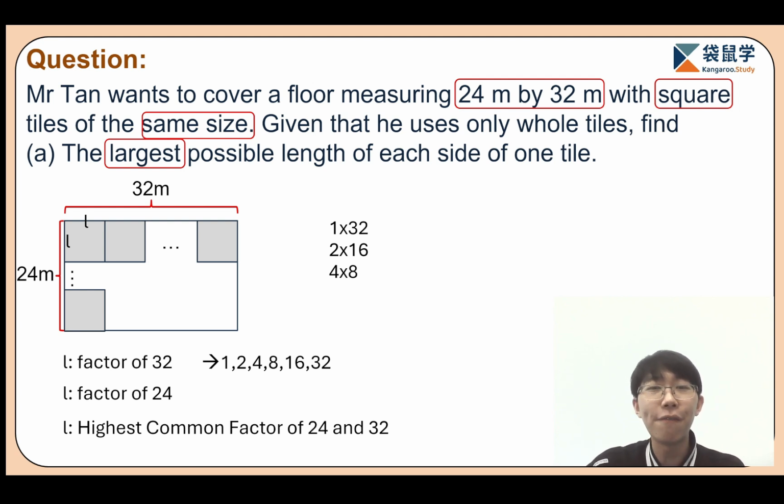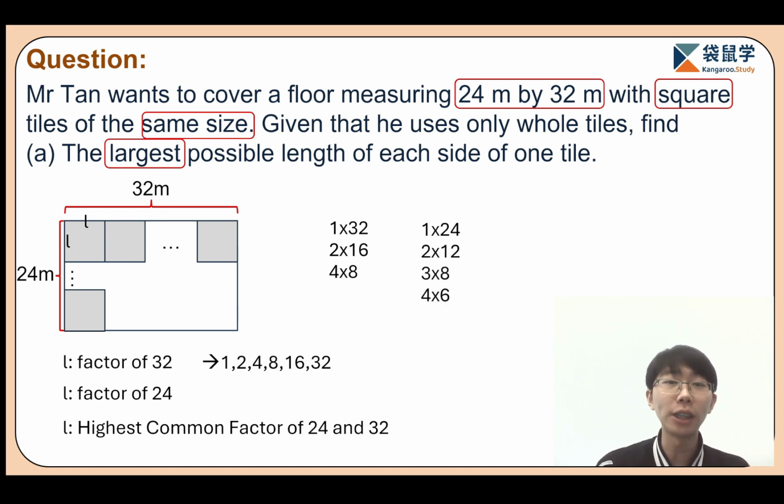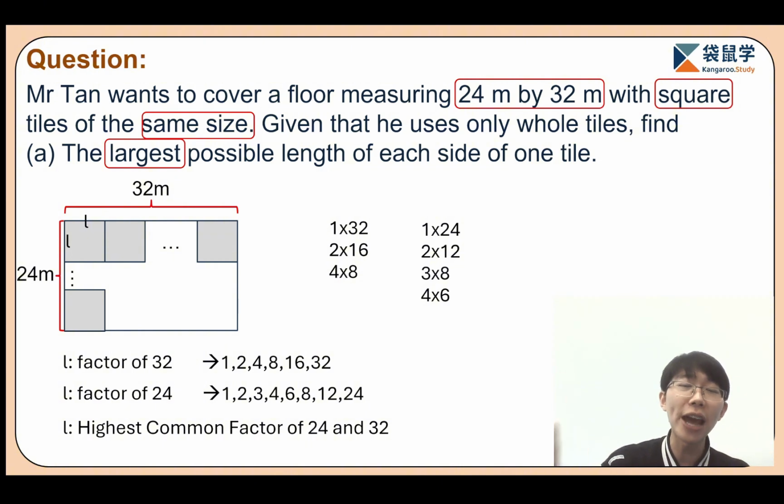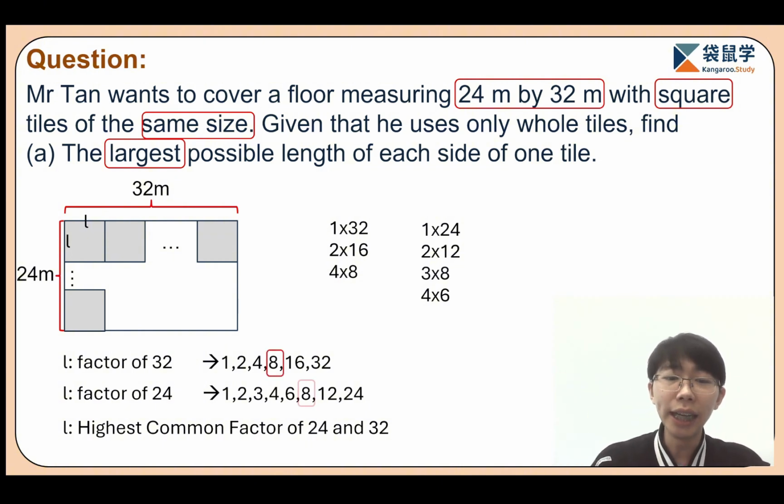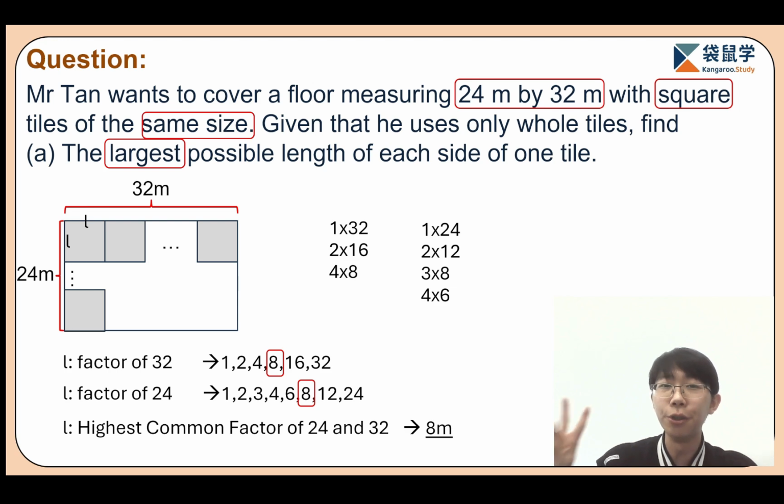Similarly, to find out the factors of 24: 1 times 24, 2 times 12, 3 times 8, 4 times 6. These are all the factors of 24. Among them, 8 is the largest common factor. So in this question, 8 is the highest common factor of these two numbers. So 8 meters is the largest possible length of each side of one tile. And we are done with this question.